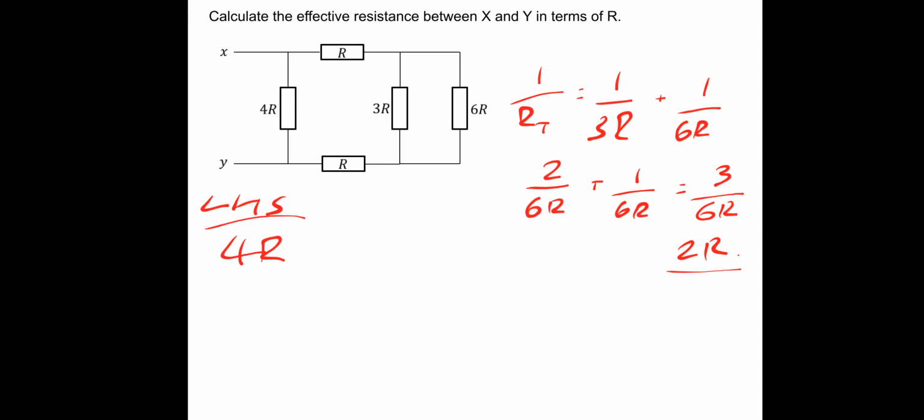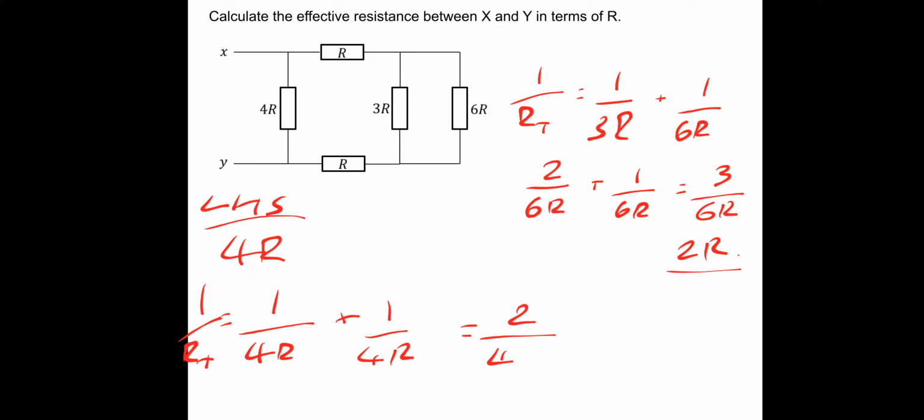So now, to get the total, we just need to do 1 over 4R plus 1 over 4R is equal to 1 over RT. I'll just write that there. So 1 lot of 4R plus 1 lot of 4R is 2 lots of 4R. And then we need to do the reciprocal value to get RT. So the reciprocal value is flipping this to give 4R over 2. And 4 divided by 2 is 2. So the total resistance in terms of R is 2R.